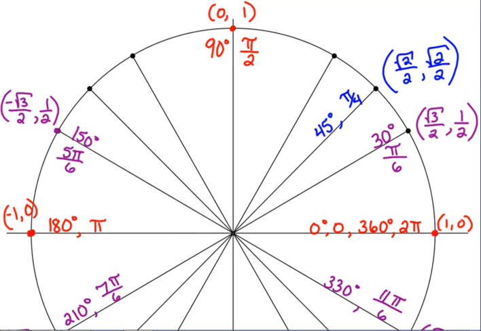So let's label it in the second quadrant here. In the second quadrant, x's are negative, so that's negative square root 2 over 2, positive square root 2 over 2. The y values are still positive. We are 45 degrees short of 180, so we are at 135. We are 1/4 short of 1, so we are at 3 pi over 4.